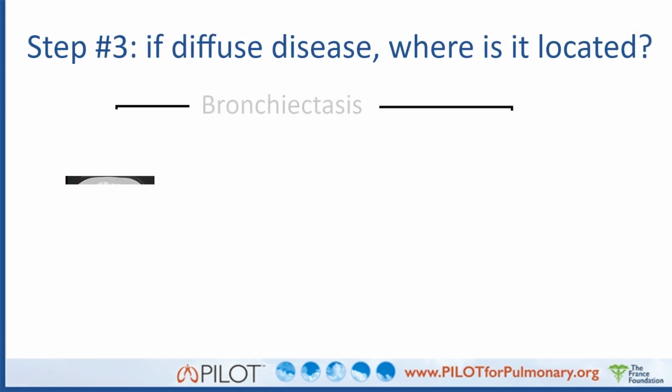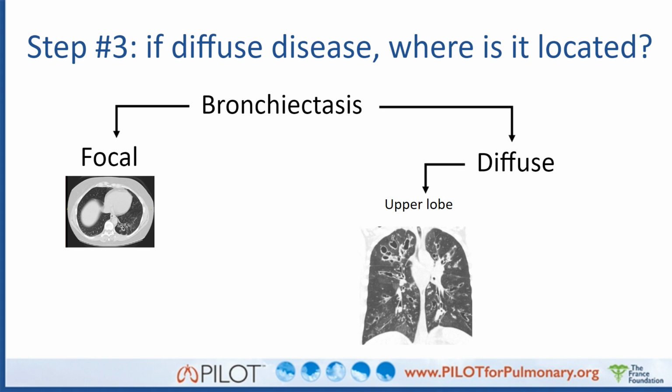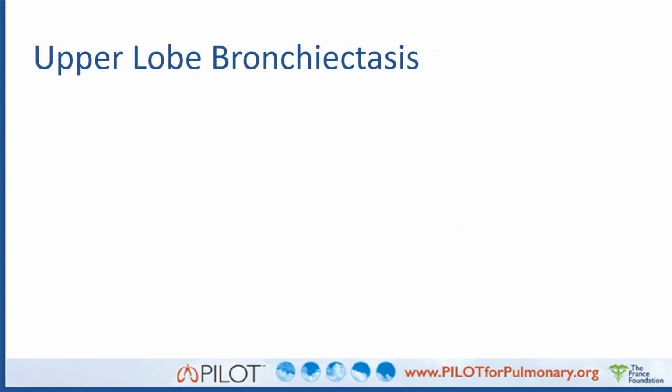When a radiologist sees a CAT scan and a patient has diffuse bronchial dilatation, the next question we should ask ourselves is, is it predominantly in the upper lungs or the lower lungs? Upper lung predominant bronchiectasis includes sarcoidosis, cystic fibrosis, and tuberculosis.